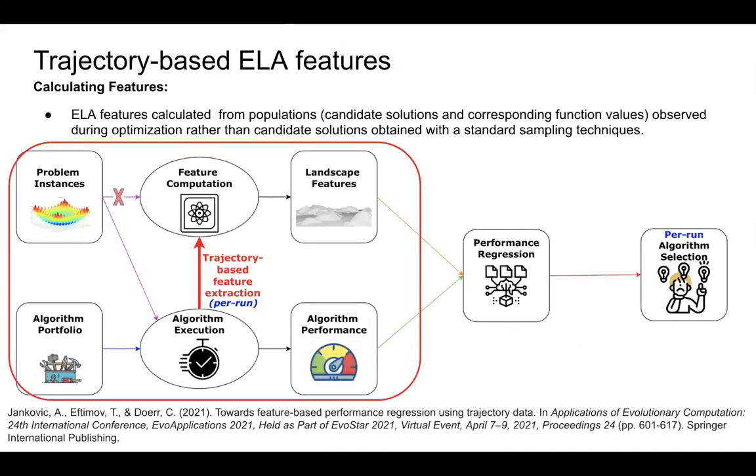Then we have something which we call trajectory-based ELA, and Anja is here, so this is her PhD topic. She started doing this. So what is the idea? What Gjorgjina presented was about the diversity of the benchmark problems.